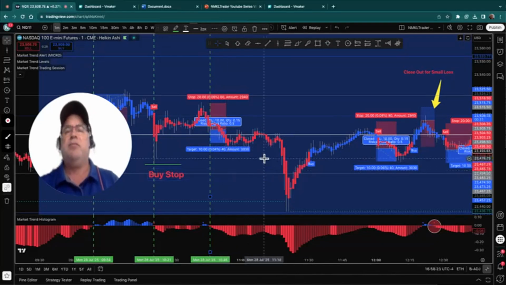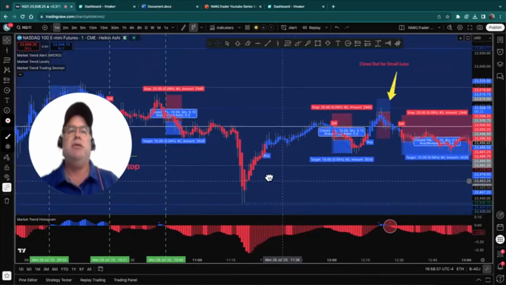Okay. Roughly with one NASDAQ contract or NQ contract on the E-mini, it's about $200. If you're trading 2 or 3 contracts, then you're getting up over your target of $500. Okay, so just keep that in mind when you do trade this.